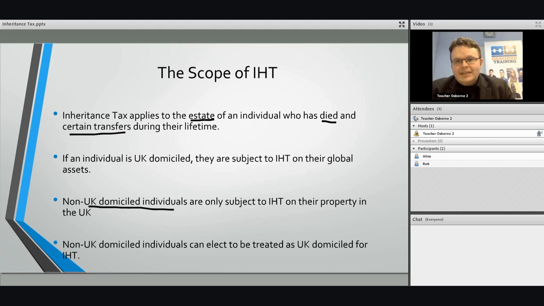But basically, to become UK domiciled is easier. To lose your UK domiciled status is quite difficult. You basically have to cut all ties with the UK to be considered non-domiciled here in the UK. So that covers the scope of IHT.